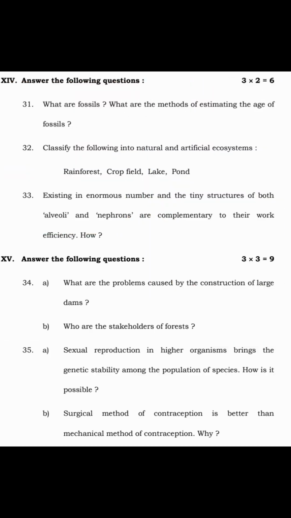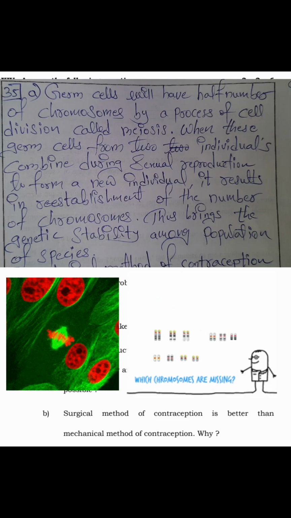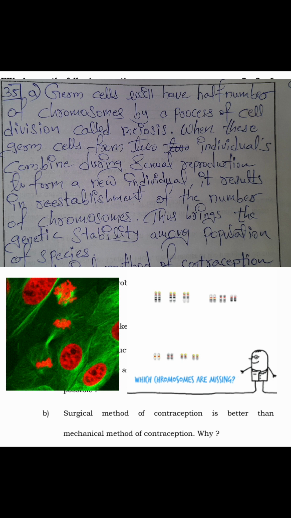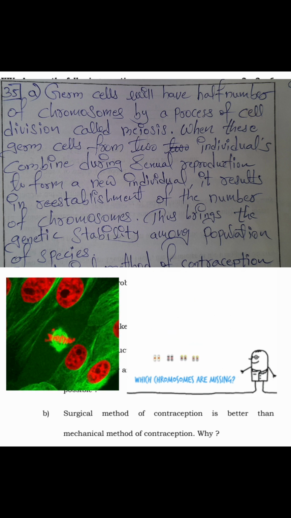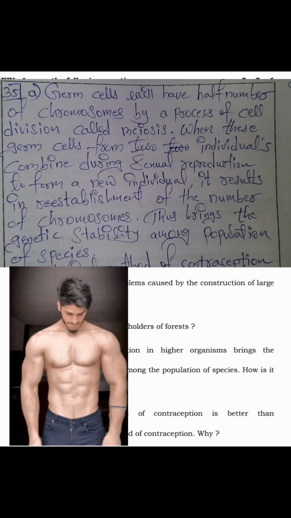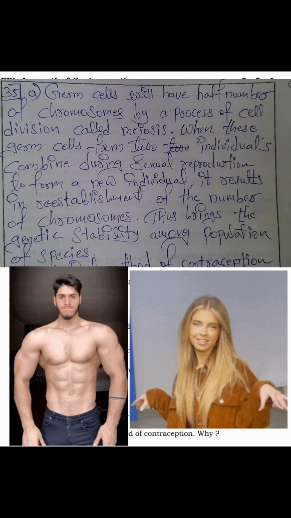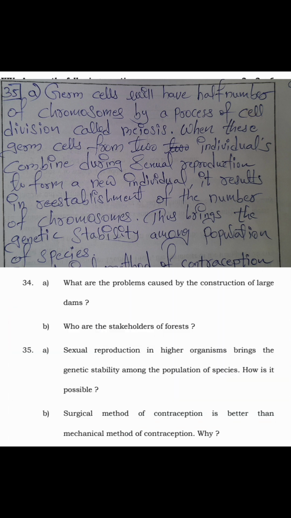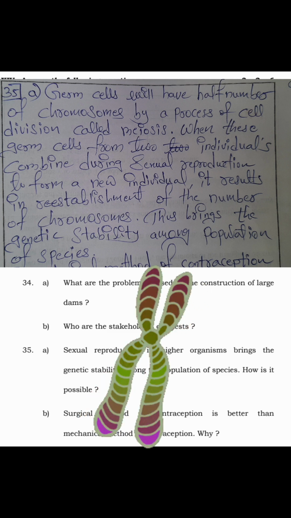Question number 35. A. Sexual reproduction in higher organisms brings genetic stability among the population of a species. How is it possible? Germ cells will have half the number of chromosomes by a process of cell division called meiosis. When these germ cells from two individuals, one male and one female, combine during sexual reproduction to form a new individual, it results in re-establishment of the number of chromosomes, thus bringing genetic stability among the population of the species.